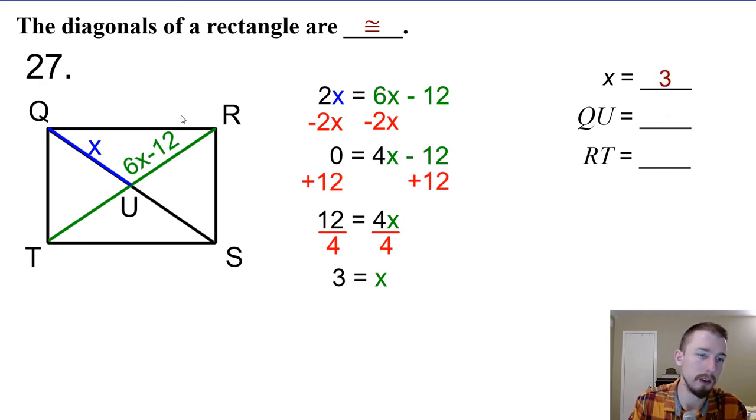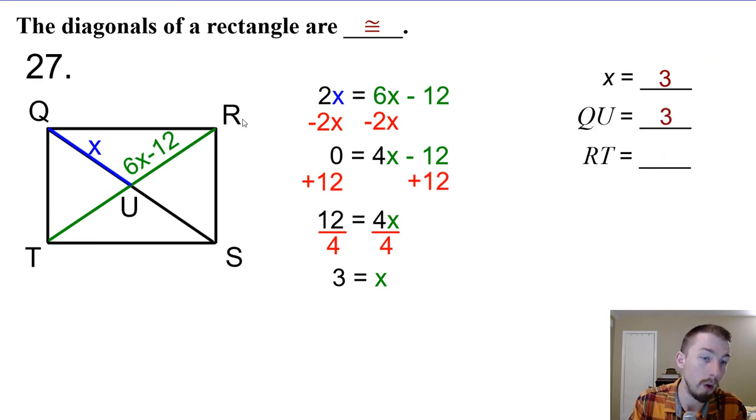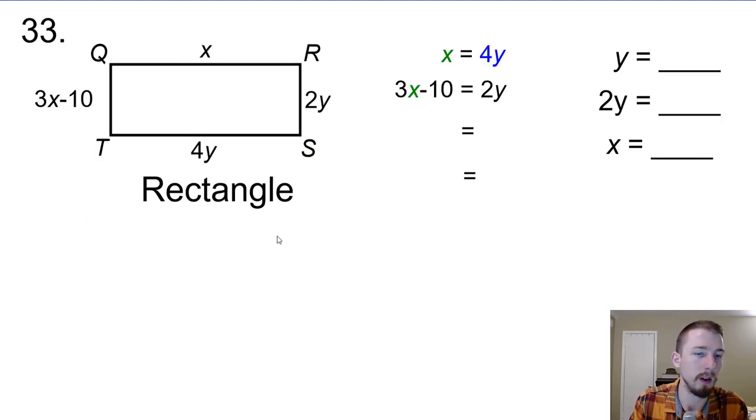And then when I plug it in for QU, well, QU is x, so that's just going to be 3. And then RT is going to be the whole thing, so it's going to be 2 times that amount, right? Because they're the same diagonal, right? So that would be 6. So RT is 6. Now on 33, they say it's a rectangle, and if it's a rectangle, then we know the opposite sides are going to be congruent.